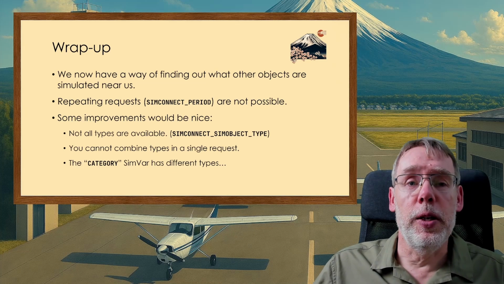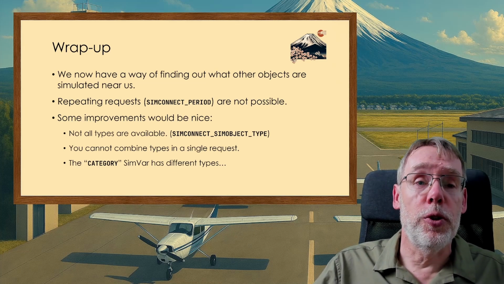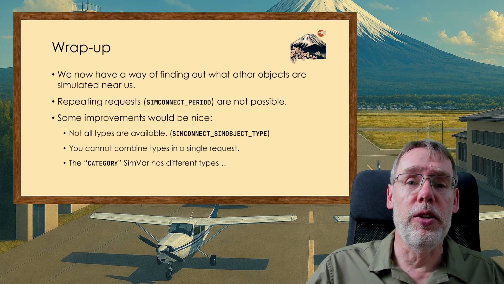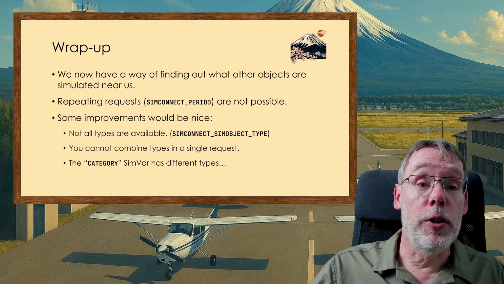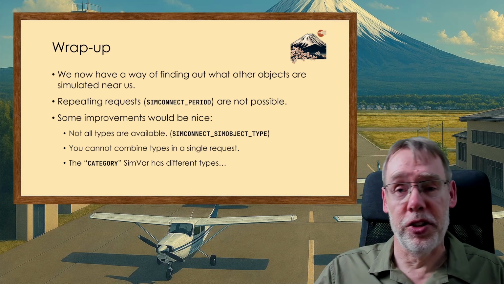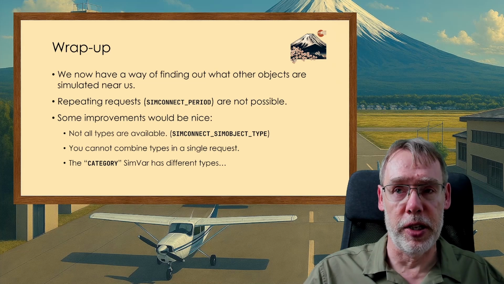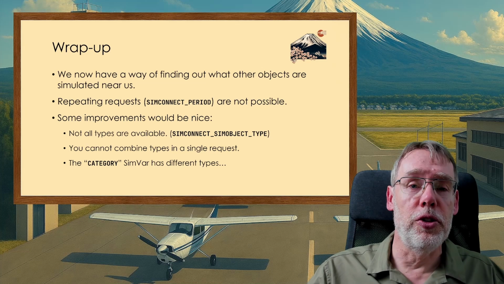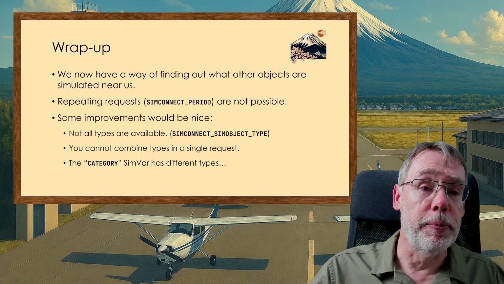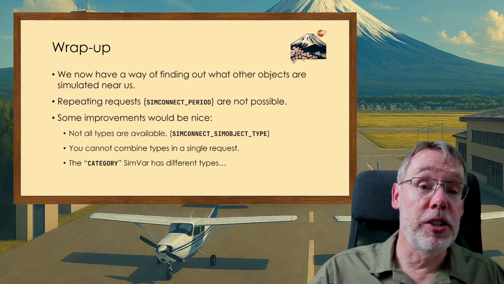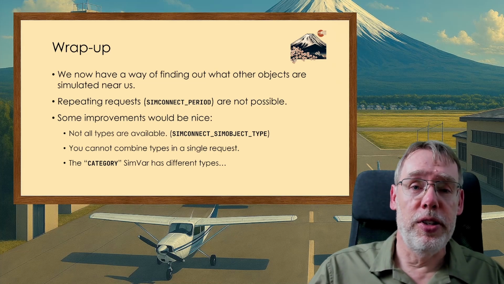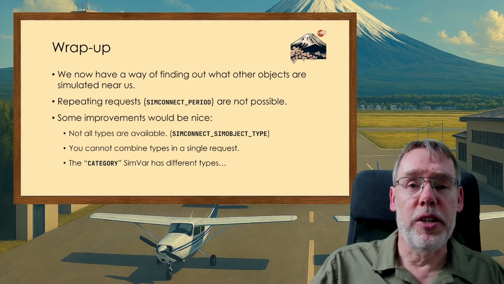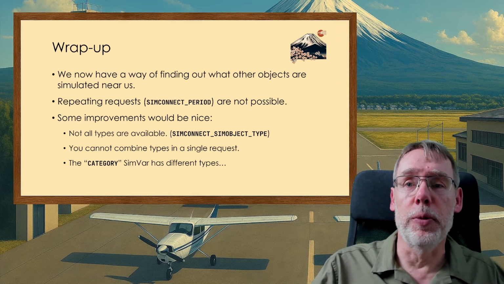Some improvements I think would be nice. I think Asobo needs to work on the SimObjectType because there are lots more objects than you can specify. And it would be nice to combine types in a single request. I also already have some ideas how you can do that in the C++ library. So if you're tracking those sources, you'll find something for that in there. And the category simulation variable has different types than we find in SimObjectType. So, well, at the very least, I hope they're going to update the documentation on that.